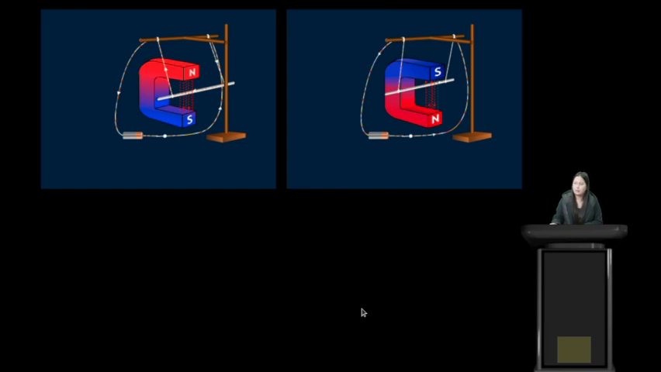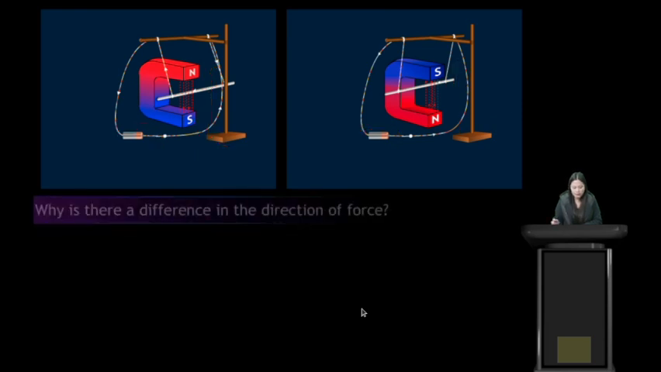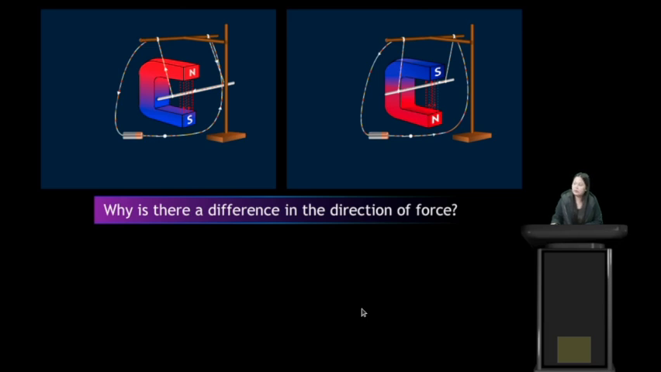So we have two cases here. In this case, the direction of current is the same, both the direction of current is in this direction, but we have reversed the direction of magnetic field. In this case it is downward, in this case it is upward. So what difference do we see here? Why is there a difference in the direction of force? In this case the conductor moves outward, in this case the conductor moves inward. So why is there a difference in the direction of force in these two cases?